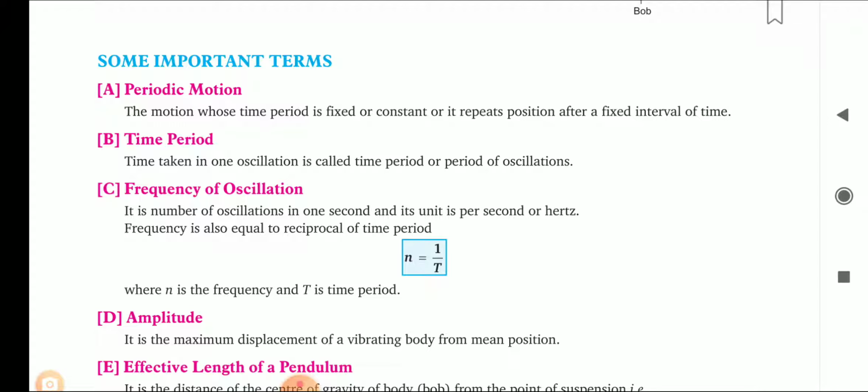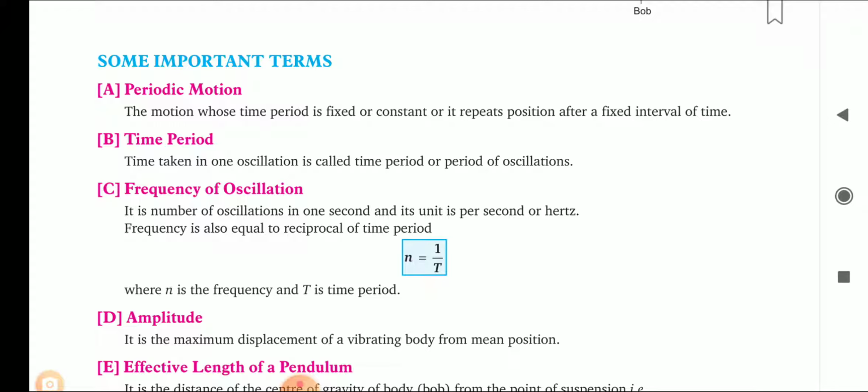One is periodic motion: the motion whose time period is fixed or constant, or which repeats its position after a fixed interval of time. That is known as periodic motion. That you have understood well.